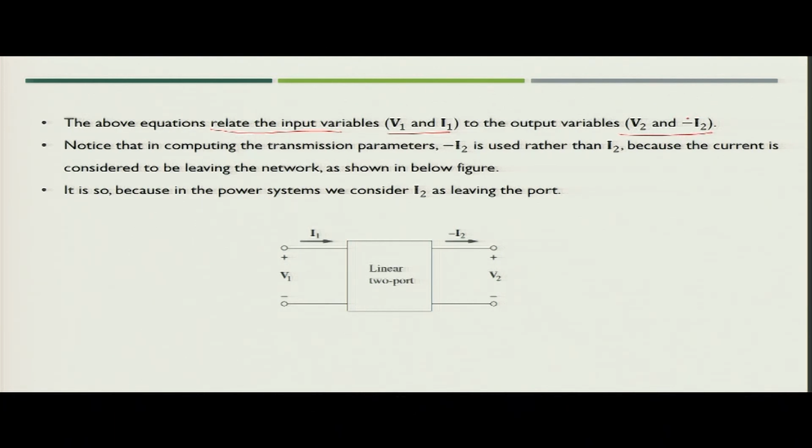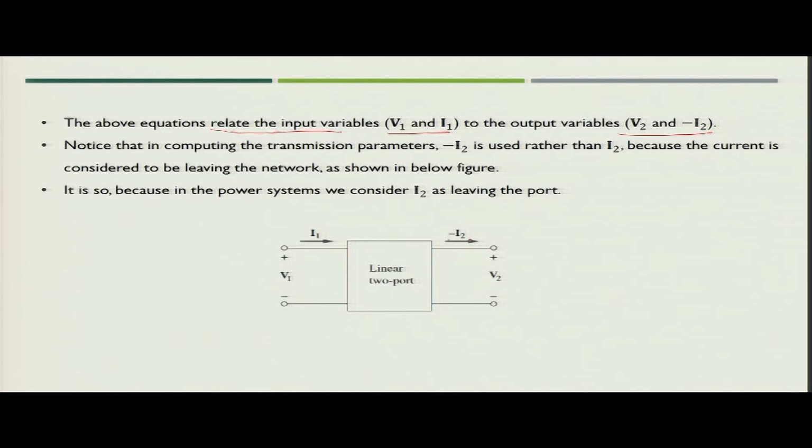The important thing is that till now we have shown the relationship between V1, I1 and V2, I2. Here we are considering the opposite sign of I2, because when you see a transmission network, take a simple power system network where V1, I1 is inside the network and V2 is the output port voltage, and current generally goes out of the circuit.